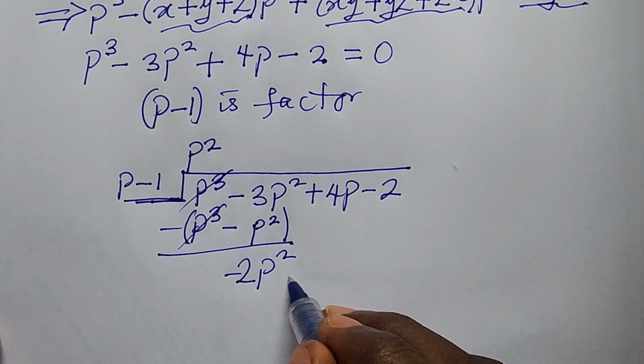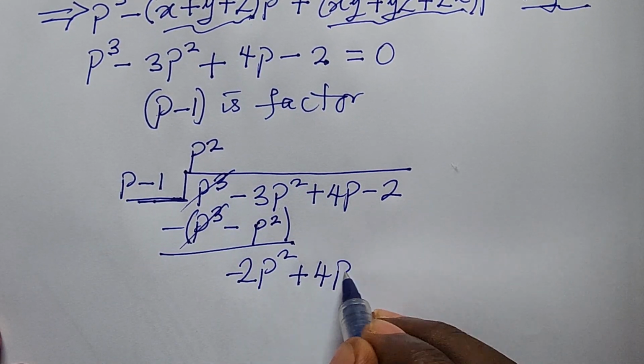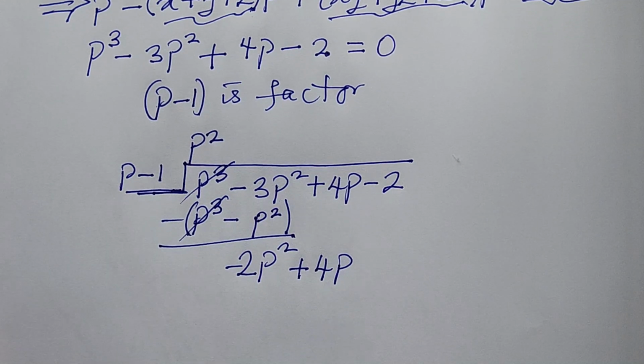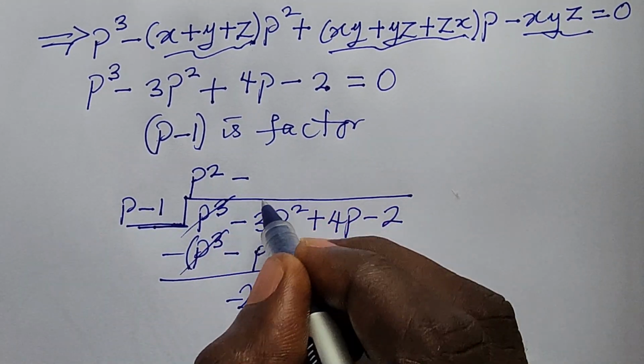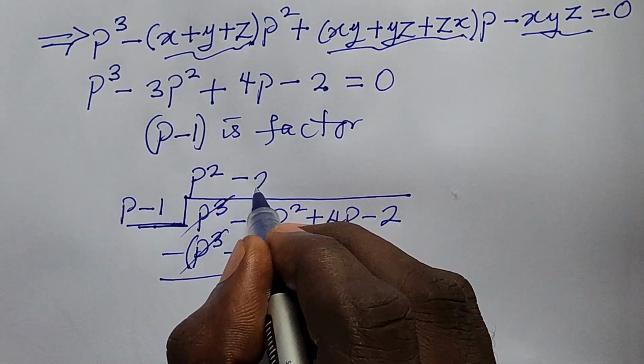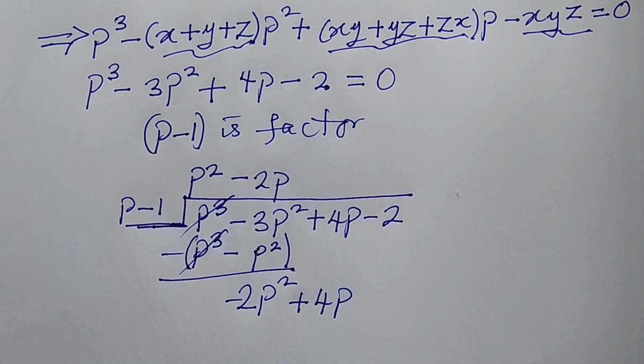Bring down this. So this will now give us plus 4P. Okay. Again, we use this to divide this. This will give us minus 2P. Yes, that will give us minus 2P.